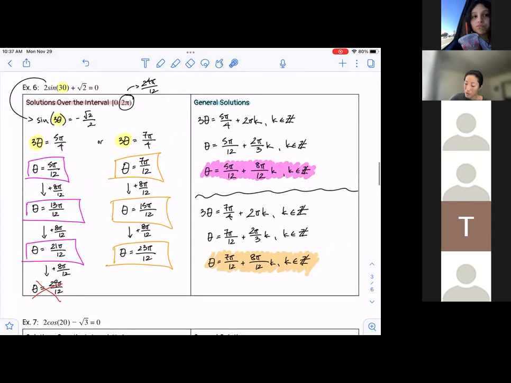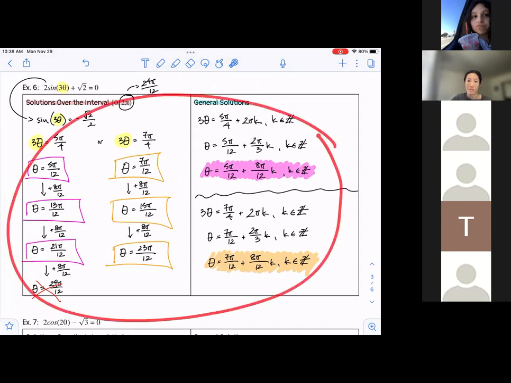But the purpose of this question is to have us think about this 3 theta. Like what happens when the thing inside the parentheses is not just theta, or not just x. And so we will need to follow something sort of like this, okay?